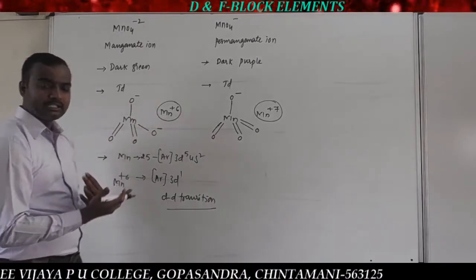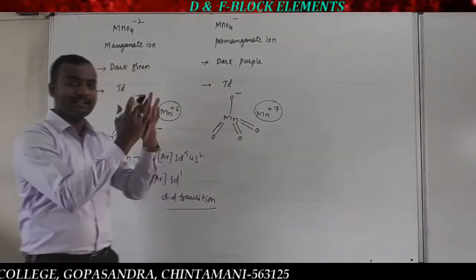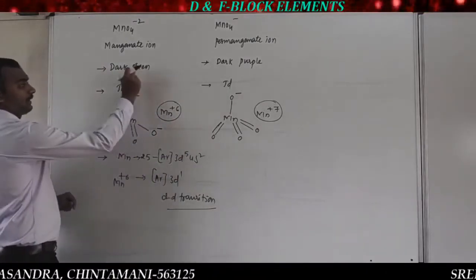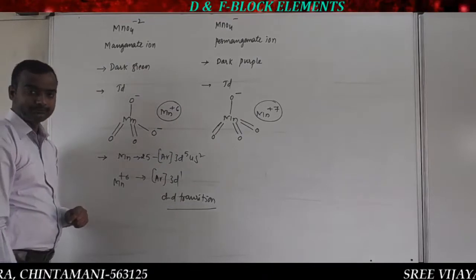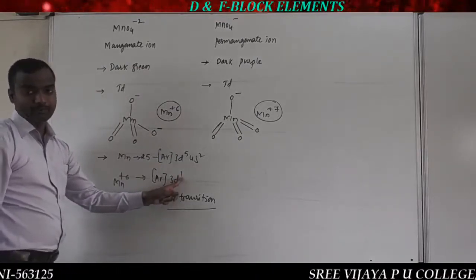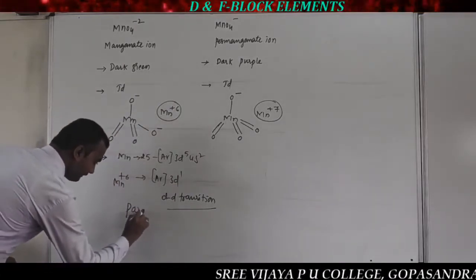Splitting happens, and the d orbitals split into t2g and eg, and then a transition happens by absorbing energy from the visible region. That's why they exhibit the dark green color. So that is due to dd transition. Since there is one unpaired electron, that species is called paramagnetic.